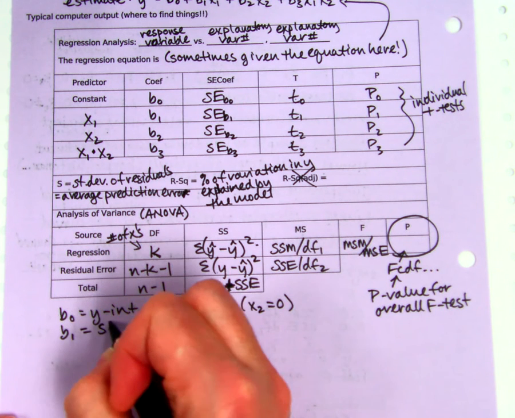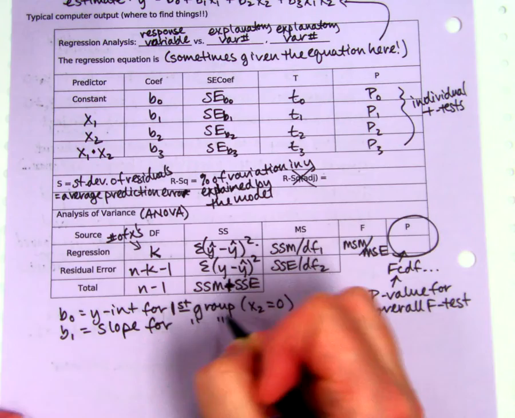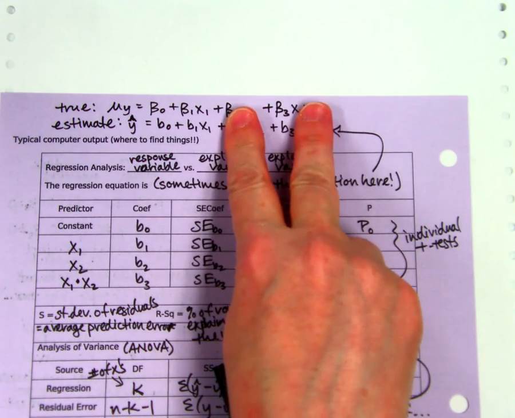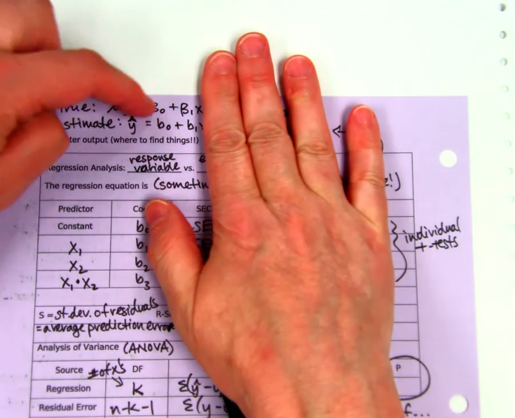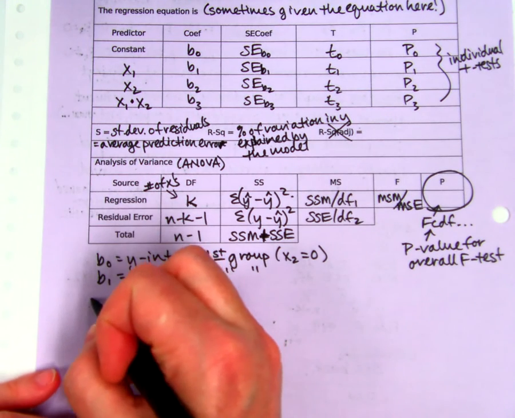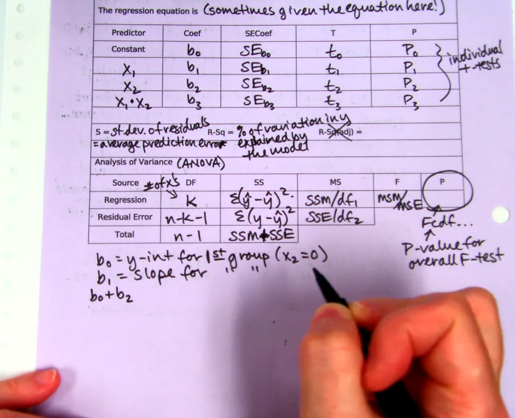B1 is the slope for that first group, which kind of makes sense because if x2 is 0, these two pieces are gone. They're just not there. So then you have y-intercept and slope. That's easy. If you have x2 equals 1, that's where you have the b0 plus b2. I had to stop and think about that.